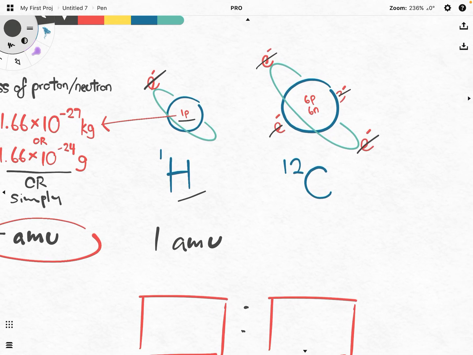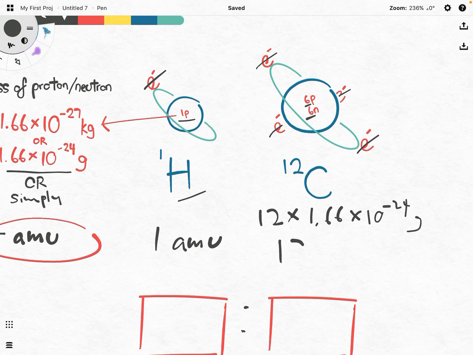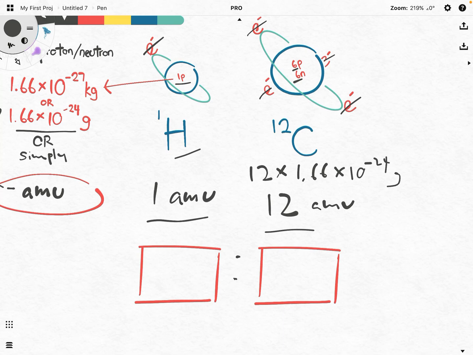What about carbon? Right? What about carbon 12? We see that carbon 12 has 6 protons, 6 neutrons. That also means to say that it has around 12 times 1.66 times 10 to the power negative 24 grams. Or another way to put it, more simply, is just 12 AMU. Right? So now we know the actual mass of one hydrogen and one carbon 12. But if I were to ask you, what is the ratio of these two masses? Well, it would just be 1:12.